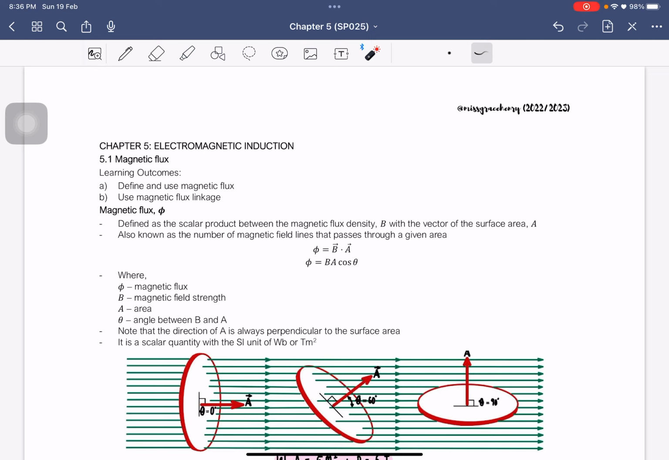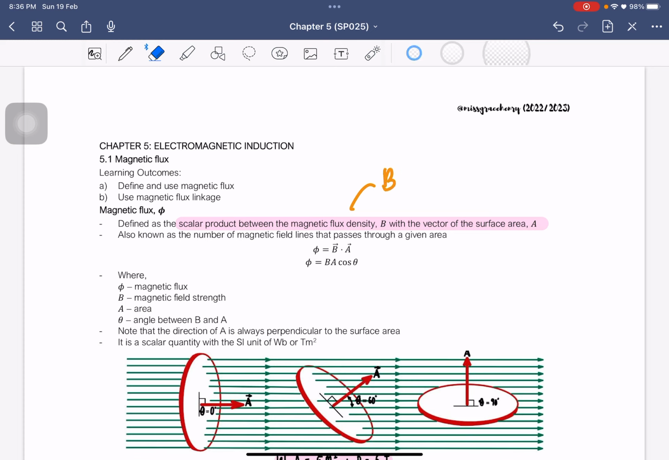Magnetic flux is the symbol dia adalah phi, and it is defined as the scalar product between the magnetic flux density with the vector of the surface area. Okay, so please remember ini adalah magnetic flux density. Magnetic flux density adalah B. Lepas tu kalau dia cakap magnetic field strength pun B juga. Macam tu lah. Okay.